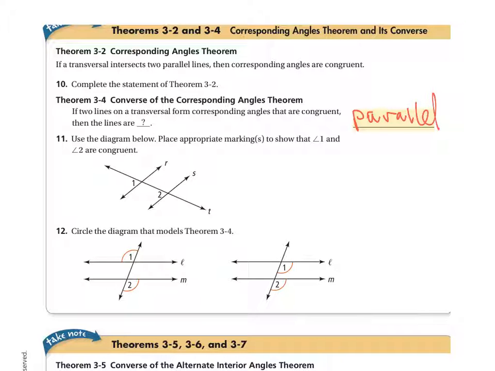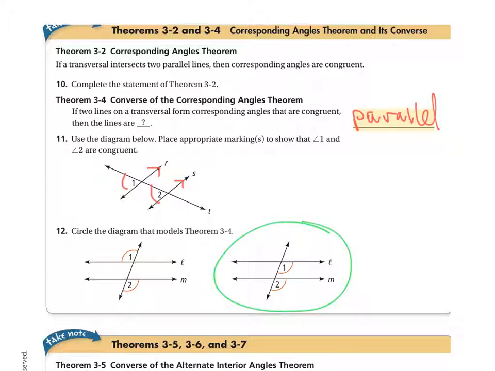Number 11, use the diagram below. Place the appropriate markings to show that angle 1 and angle 2 are congruent. We use arcs on our angles to show that they're congruent. There's one arc on each of those. Also, we want to show that those lines are parallel with those arrows. Number 12, circle the diagram that models theorem 3.4, where we've got corresponding angles congruent. The diagram that does it is this one. The one on the left is not corresponding angles.